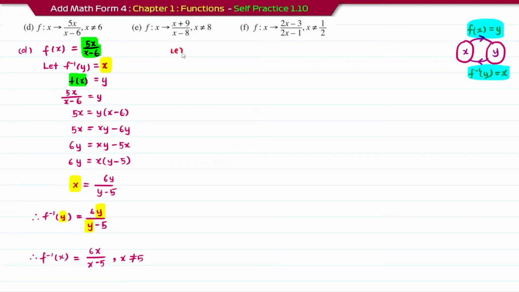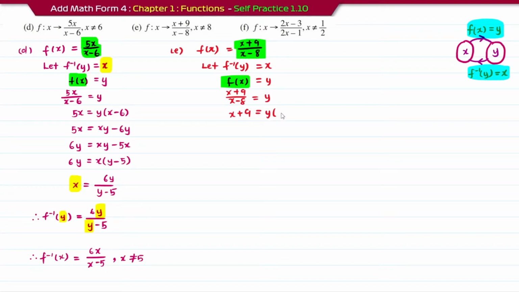So now question E. f of x is equal to x plus 9 over x minus 8. So first, let the inverse f of y equal to x. Therefore, f of x equal to y. So f of x is equal to x plus 9 over x minus 8. So next, move the x minus 8 to the other side. Then we're going to do the expansions.